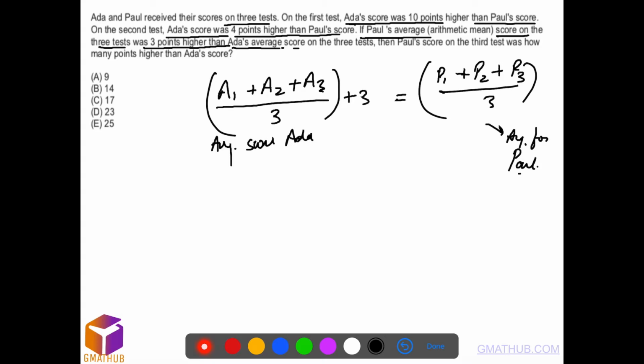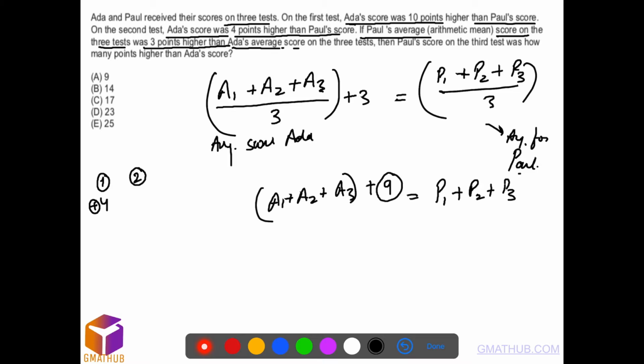So what we need to do is we need to convert this difference in average to the difference in sum. If the average is 3 more, what will be the difference in sum? Now if you see, just multiply both sides by 3, what you get is Paul's sum of 3 scores must be 9 more than the sum of Ada's scores.